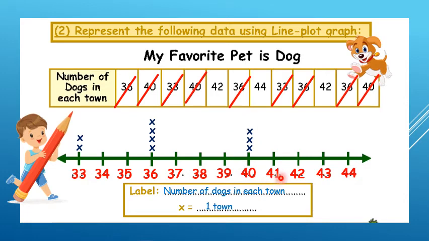Okay. Next, we have 41. Is there any town that has 41? No. Next, we have 42. Is there any town that has 42? Yes, we have this one and this one, 2 towns only. Then we will plot 2 X's only and cancel them here. Then we have 2 towns that have 42 dogs. Is there 43? No. Is there 44? Yes, 1 town only has 44 dogs. Then we put X above 44. And now we have finished our line plot.